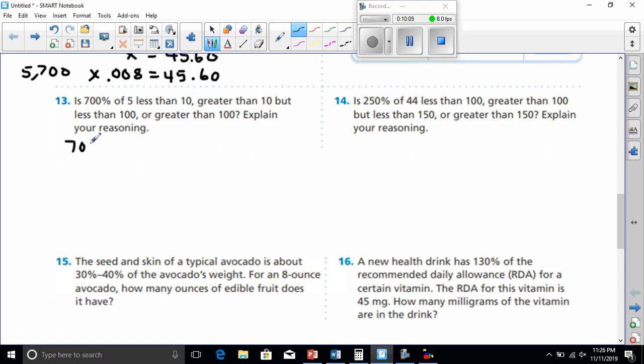with percents, I can go ahead and turn them into decimals by moving the decimal place over twice. And that makes this 7. So really, this is just going to be 5 times 7. And that equals 35.